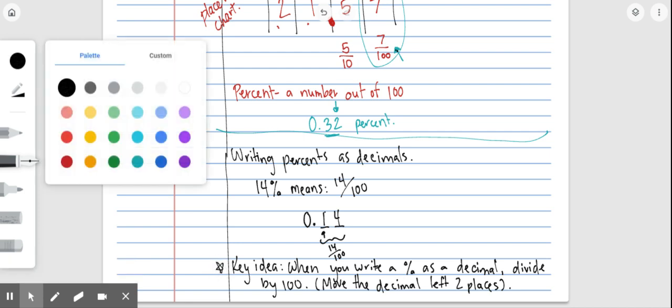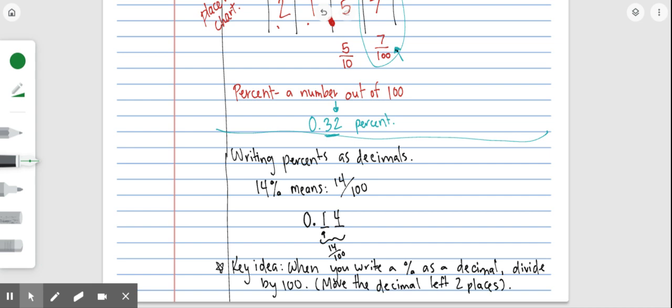And then over on the left, I'm actually going to do just a quick example. So if I have 20%, okay, then I take that 20 and I divide it by 100. I can do this on a calculator. 20 divided by 100 is 0.20. Okay, so 20% as a decimal is 0.20.